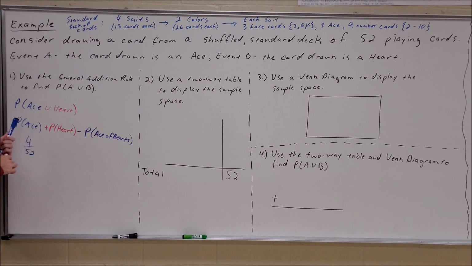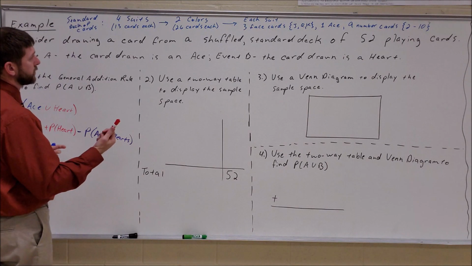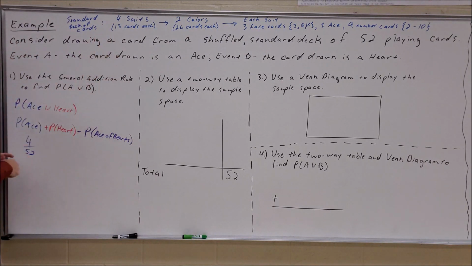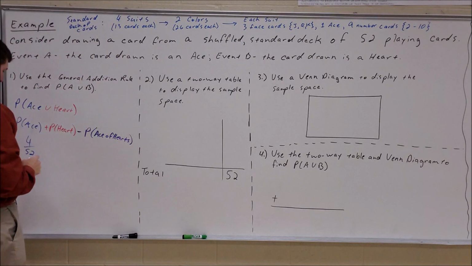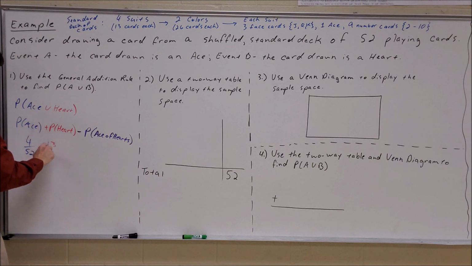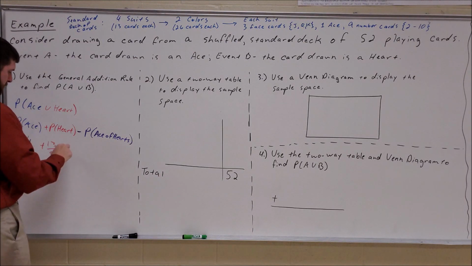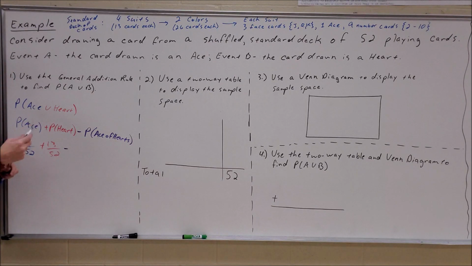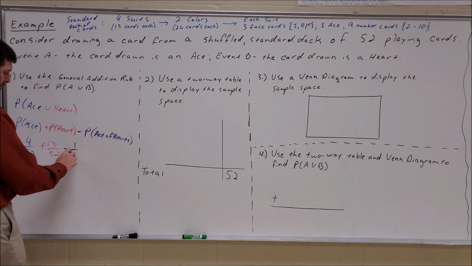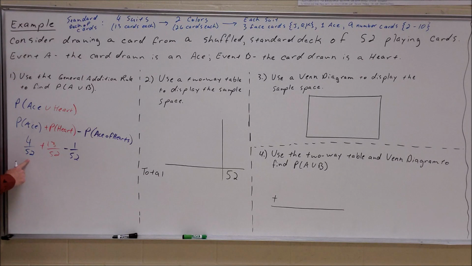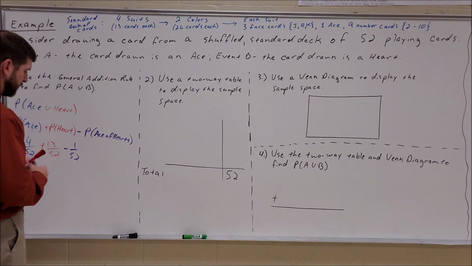Probability of getting a heart. Well, a heart is one of our suits, right? So there are 13 hearts, because there's 13 in each, out of 52 cards, minus being both an ace and a heart, which is our 1 ace of hearts. So they get counted as an ace and they get counted as a heart, so we're just going to subtract out the extra time we counted it.